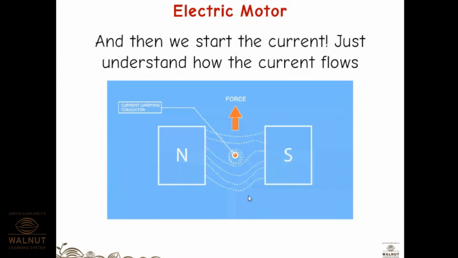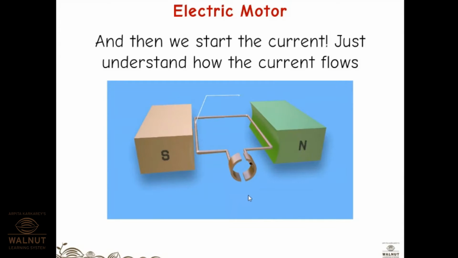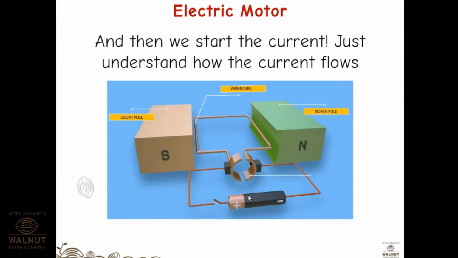When we start the current, just understand. We have a current carrying square coil called armature placed between the north and south poles of a permanent or electromagnet. At the end of the coil are split ring commutator segments and brushes. In the most simple model, one single turn of the conductor is placed between two opposite poles. If we connect it to a battery, the current will start to flow from the positive terminal to the negative terminal.